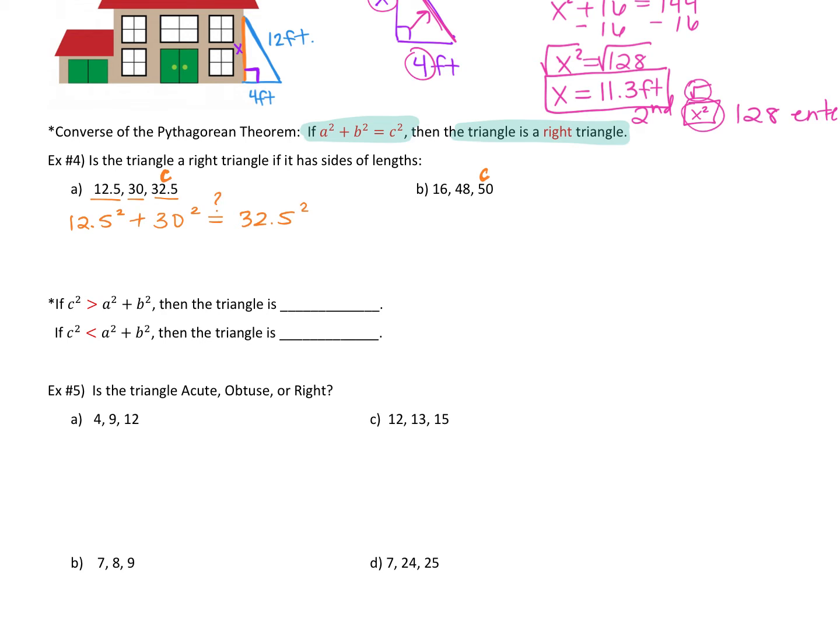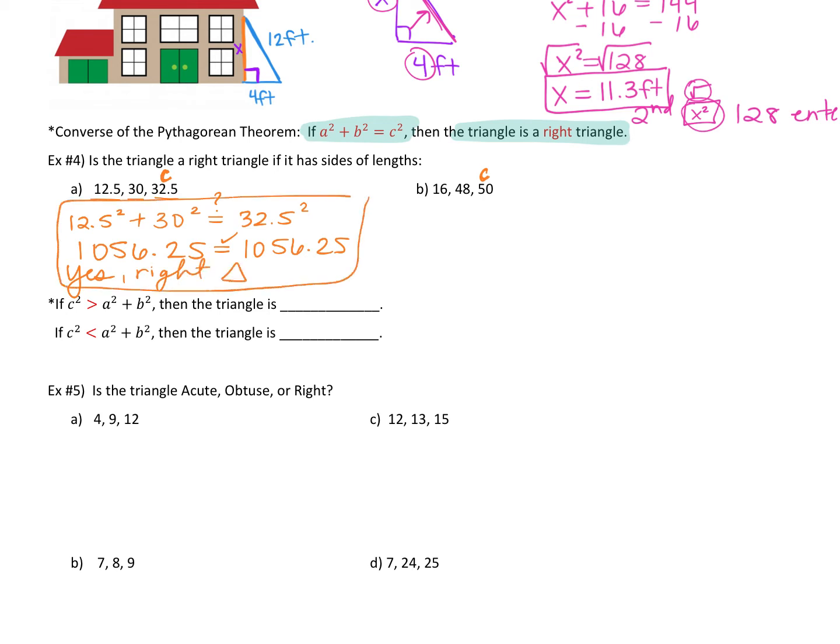Now here's all you do. 12.5 squared in your calculator plus 30 squared, okay? All in one thing, hit enter. 12.5 squared plus 30 squared, I get this number, 1056.25. Okay, now type in 32.5 squared in your calculator and you get this number. Okay, because they're equal, right? This checks out, they are equal. Is it a right triangle? We would say yes, this is a right triangle.